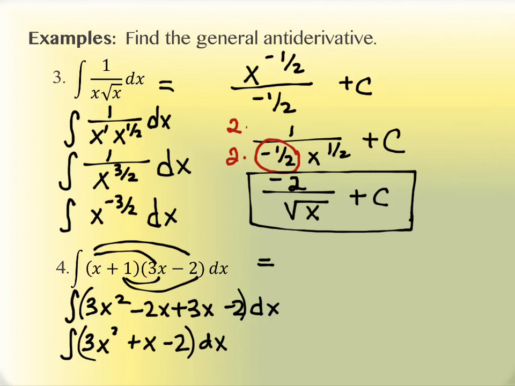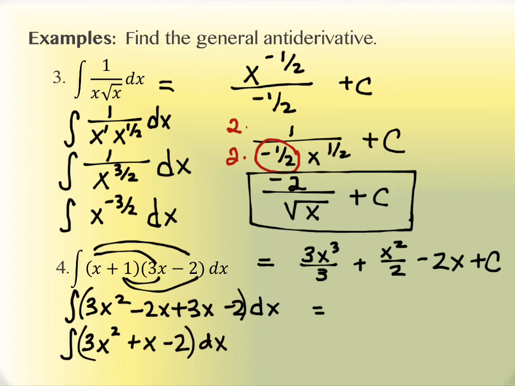Let's actually take a look then at the antiderivative for 3x squared. What would that look like? 3x cubed divided by 3. So we increase the power by 1, divide by the new power. How about the plus x? X squared divided by 2. And then the minus 2? Minus 2x. Plus c. Thank you. Plus c.